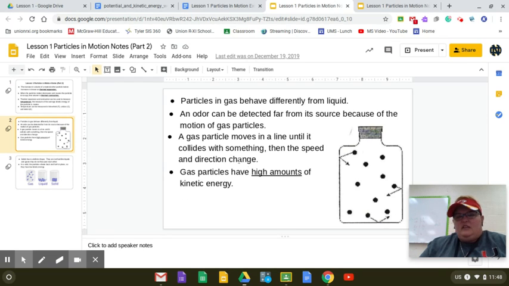So as I was saying, the particles move differently. We talked about this a little bit, that the odor can be detected further away. We talked about that with diffusion, how, as it moves away, it can be detected further away. And gas particles basically will continue to move apart until they run into something. So if this lid had not been on here, these would be moving out of it. They're going to move until they can't. And gas particles have a high amount of energy because of that, okay?